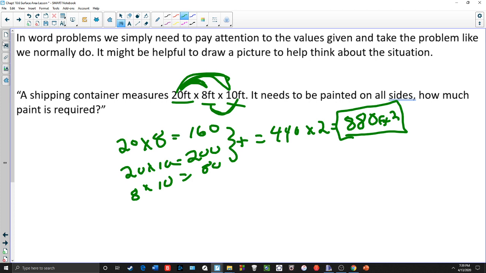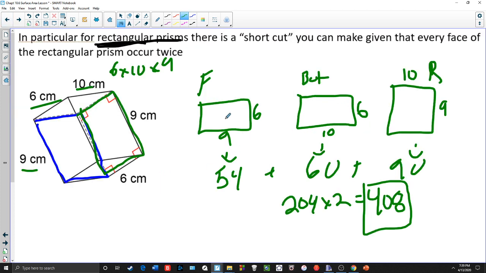Now again, why does this work? Well, basically what you're doing is you're doing this here. You're finding the front, the bottom, and the right. It's just that instead of having the picture, you know that each pair is going to happen once. And 9 and 6 get paired together, 9 and 10 get paired together, 6 and 10 get paired together. So every number gets paired with the other ones at least once. You find the area, and then you just add and multiply by 2.